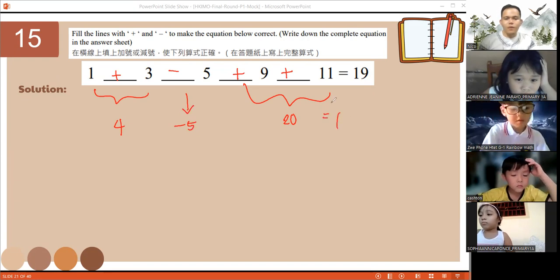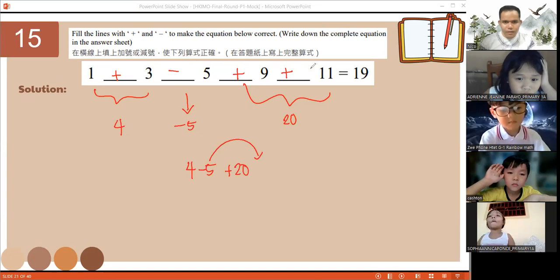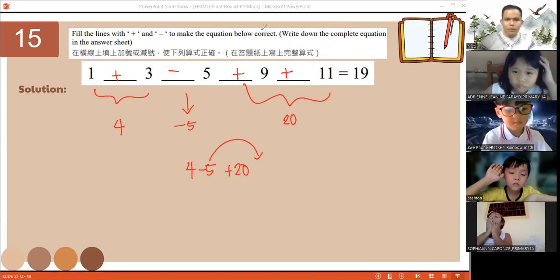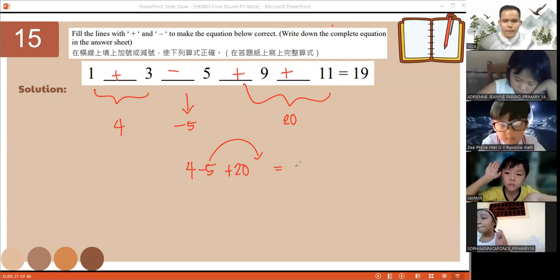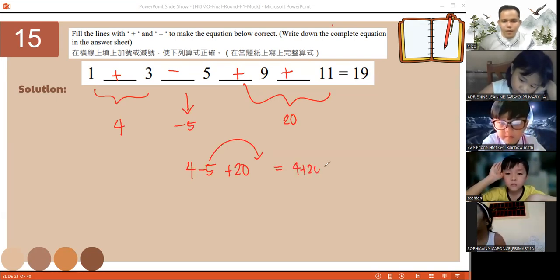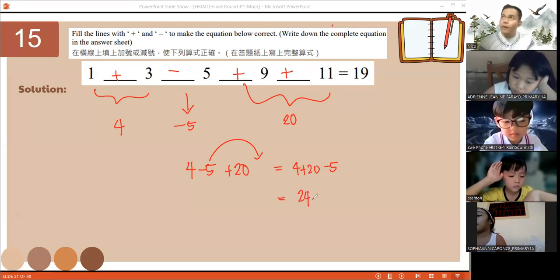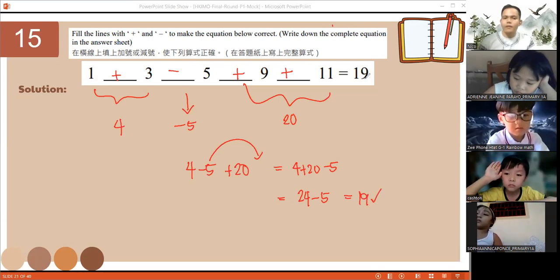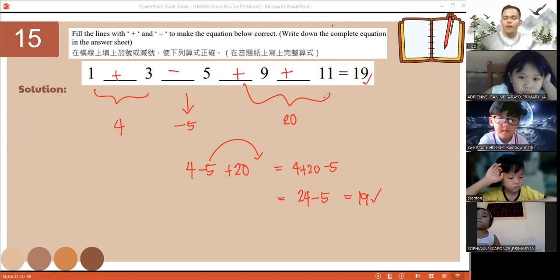Let's check if it's equal to 19. So this is 4 minus 5 plus 20. Again, you can rearrange this so that we won't be confused with a negative value. So this will become 4 plus 20 minus 5. Okay, so this becomes 24 minus 5. That is 19. So check, right? It's equal to 19. Now, finalizing our answer.